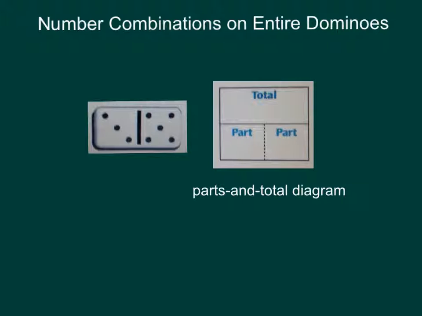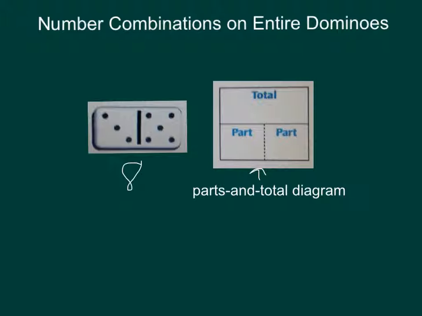You're right. Our answer is 8. There are 8 dots total on this domino. So boys and girls, now we're going to use our parts and total diagram in order to think about the whole domino and understanding how it has 8 dots.